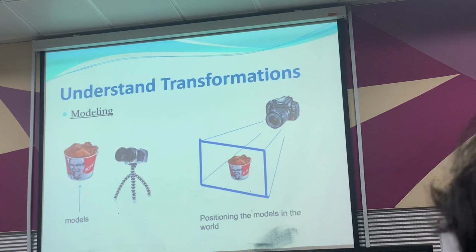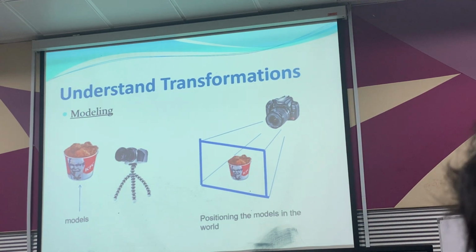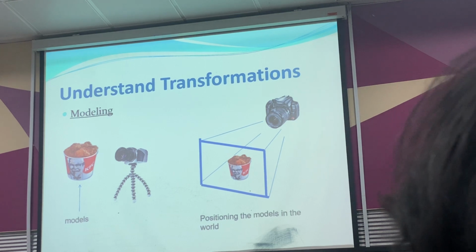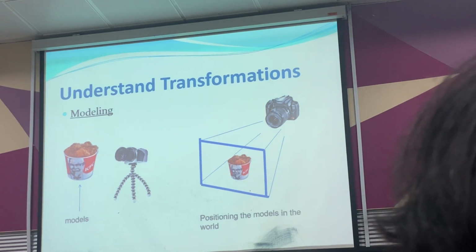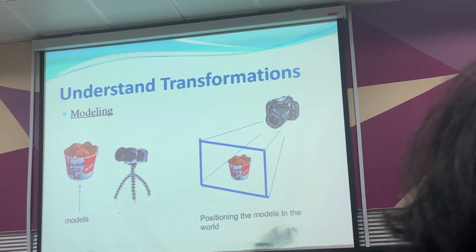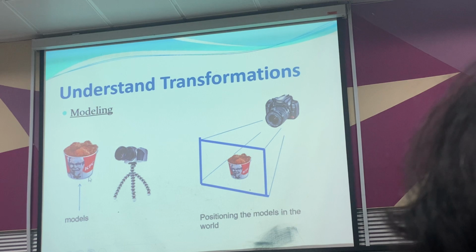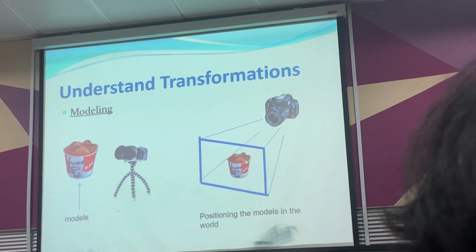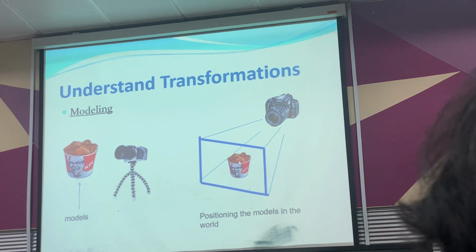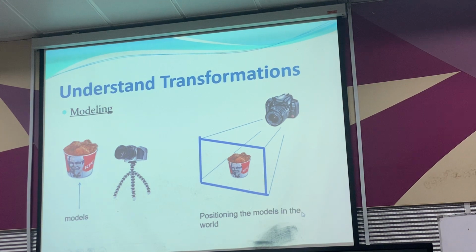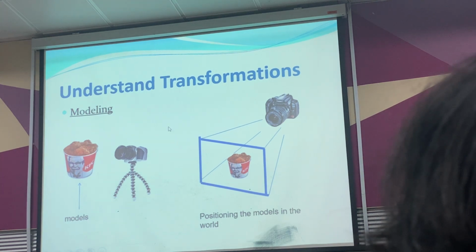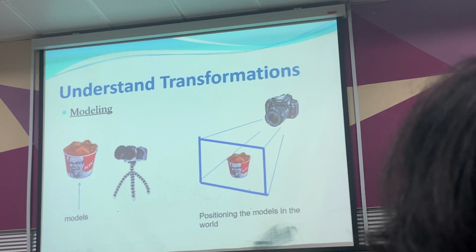After viewing, then modeling. Modeling your objects. For you guys, it is drawing a triangle there, your triangle or your polygon, or your square. Here is just an example. This is your model, a basket of KFC. Put it inside. If you put this outside, you cannot see it. You must put it inside the viewing volume. Positioning the model in the world, putting it inside your viewing volume, is called modeling. This one is the model view matrix, the one that we deal with in chapter 4.